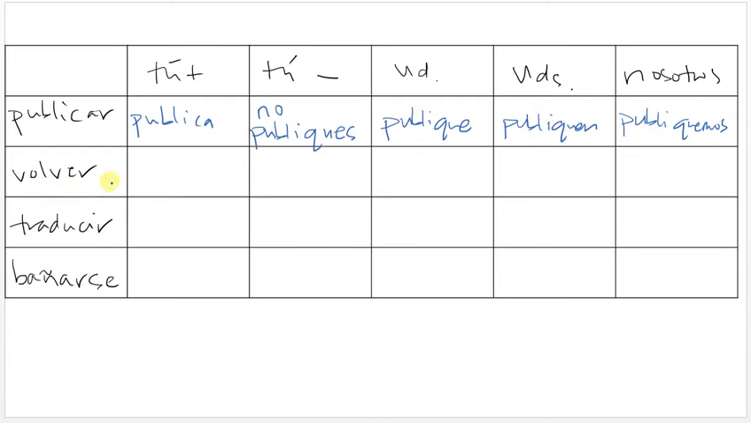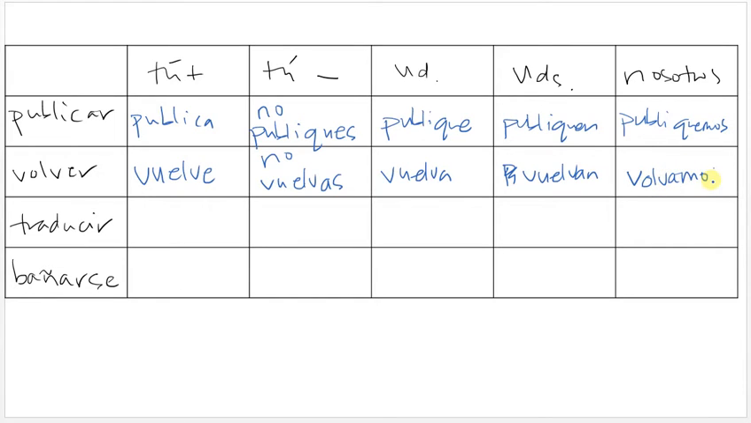For volver, for the positive tú command, the él, ella, usted form of the verb in the regular present tense, so vuelve. For the tú negative, go to the yo, drop the o, add the opposite ending, vuelvas, because it's tú. For the usted, vuelva or no vuelva. For the ustedes, vuelvan or no vuelvan. And for nosotros, this is an ER verb, which means it does not stem change in the nosotros form. So it's just going to be volvamos.